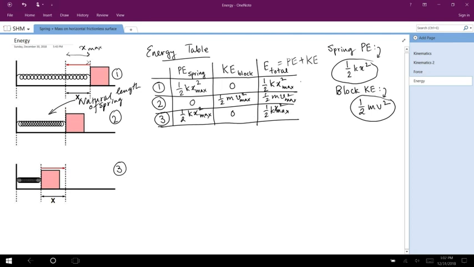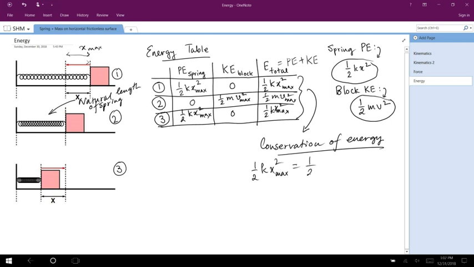So this is telling us that if conservation of energy applies, and here remember the block is on a frictionless surface, so conservation of energy definitely applies, then conservation of energy will tell us 1/2 k times x max squared is equal to 1/2 m times v max squared.